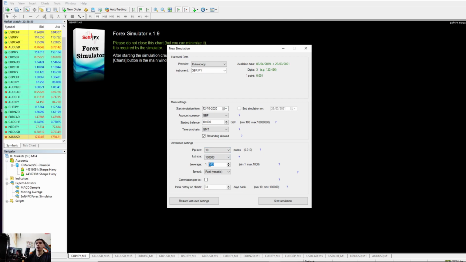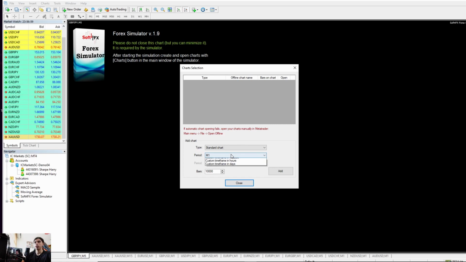We're going to do 1 to 500 leverage like normal brokers. We're going to do a fixed 1 pip spread. Commission per lot, let's say $3, just to make it more realistic. Initial history, let's do 150 on the chart, and let's start the simulation here. So let's start loading our chart.